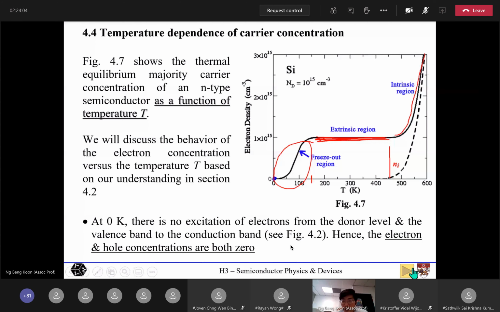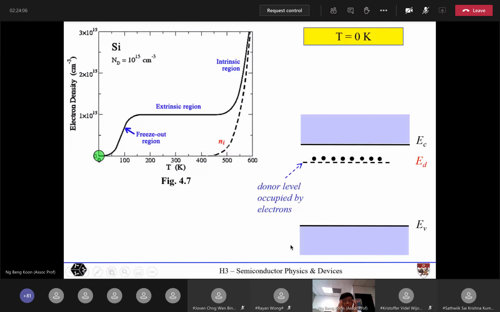Starting from the left hand side of the graph, where you have 0 Kelvin, there is no thermal energy. So if you look at the band diagram, you expect all the donor impurity atoms' 5th electrons to sit in the donor level. No thermal energy, everybody sits at the lowest energy level possible. And of course, all the electrons in the semiconductor would sit in the valence band for the silicon-silicon bond.